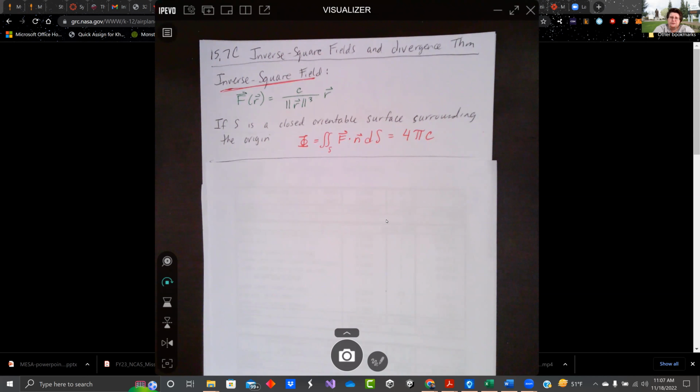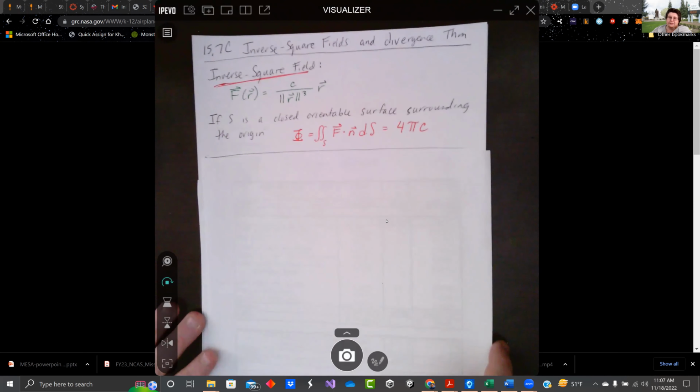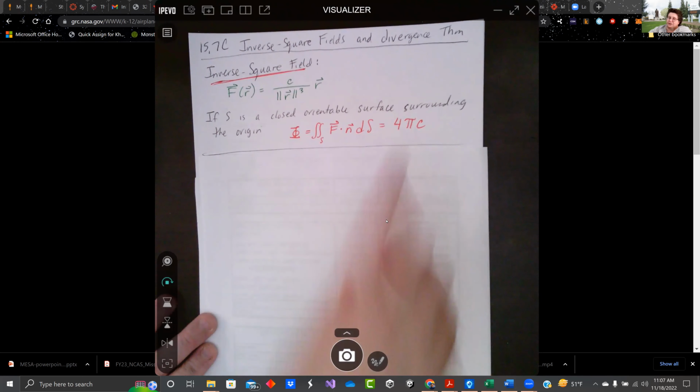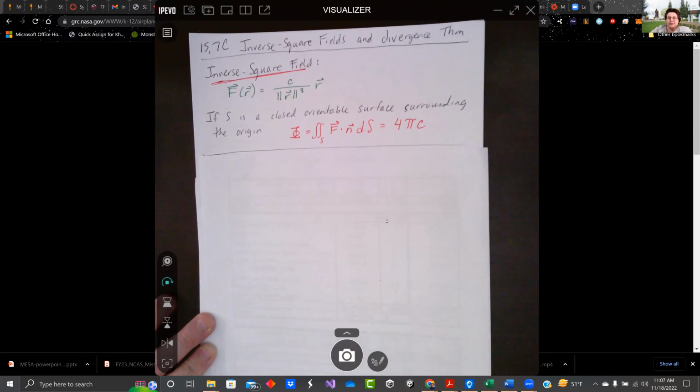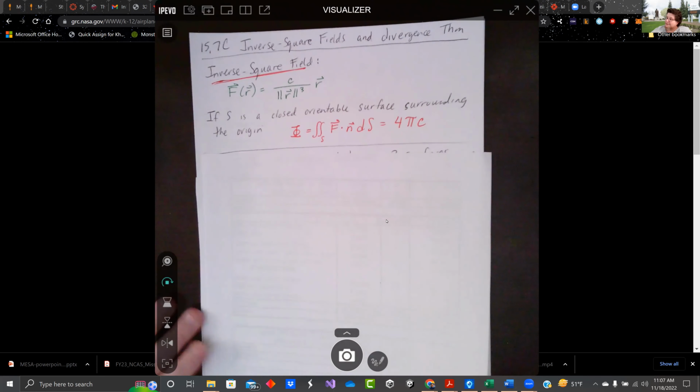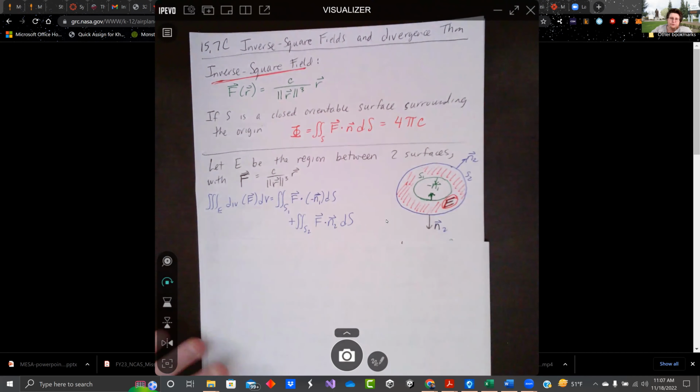And so if we treat S as some closed orientable surface surrounding the origin, we can show that the flux through that surface is 4 pi times the constant. Okay, so that's all for any inverse square field. This is what it's going to boil down to. C changes, and it's got to be around the origin. We've got to center it around the origin. So let's just walk through it.